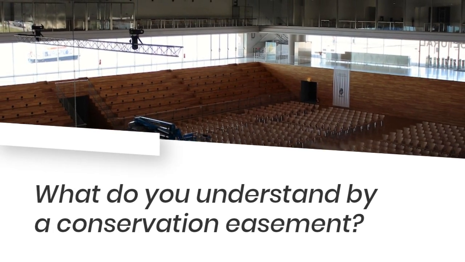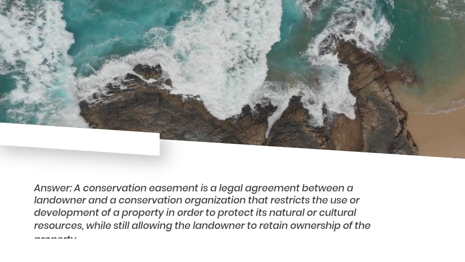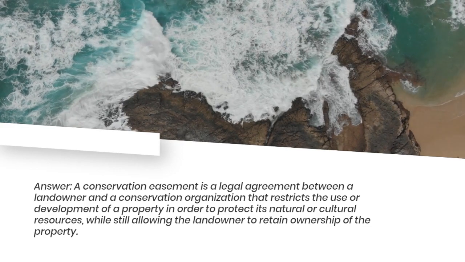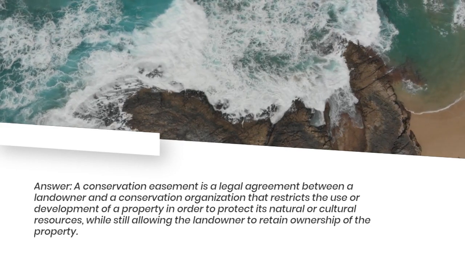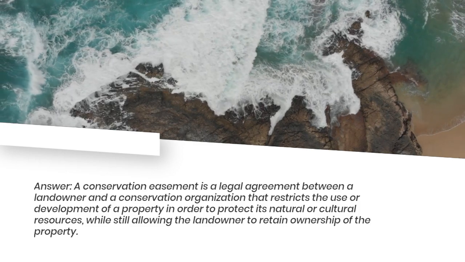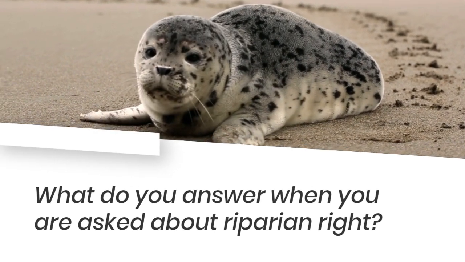What do you understand by a conservation easement? Answer: a conservation easement is a legal agreement between a landowner and a conservation organization that restricts the use or development of a property in order to protect its natural or cultural resources, while still allowing the landowner to retain ownership of the property. What do you answer when you are asked about riparian rights?